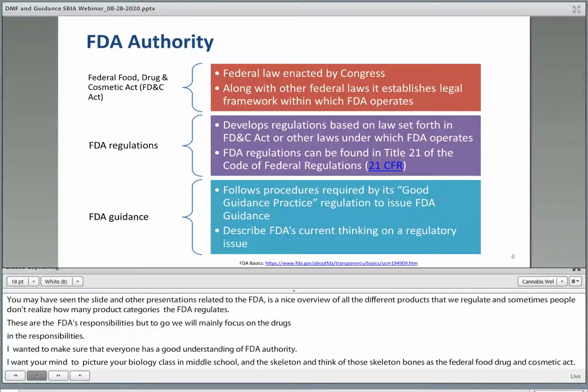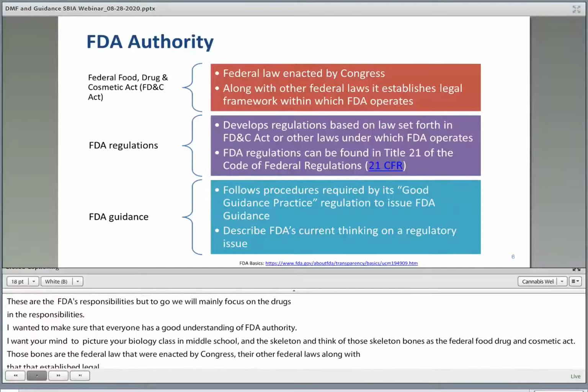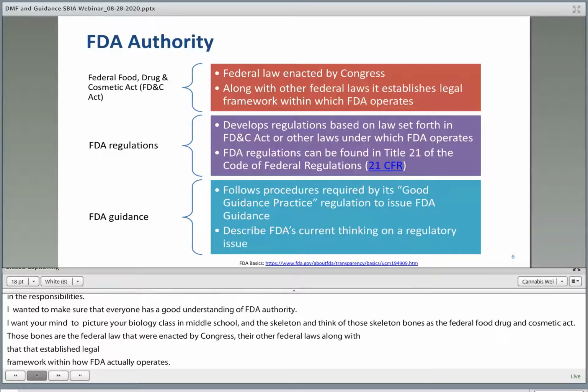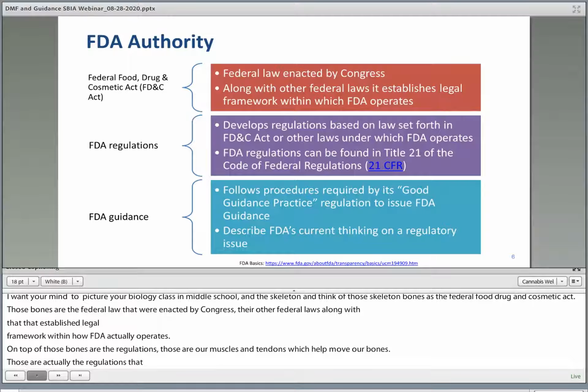Now, on top of those bones are the FDA regulations. Those are our muscles and our tendons. They help move our bones. Those are the regulations that are based on the laws set forth in the FD&C Act, and those can be found in Title 21 of the Code of Federal Regulations, 21 CFR, which we will reference a few times today. So in order to move those bones of the FD&C Act, we need the FDA regulations, which is 21 CFR.